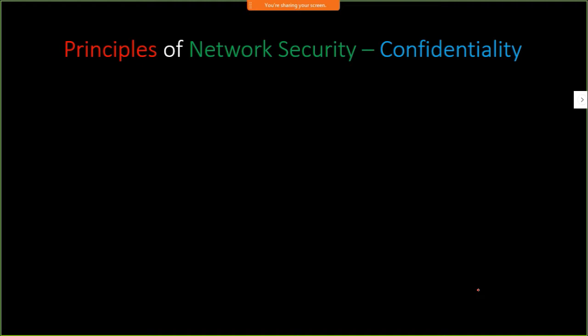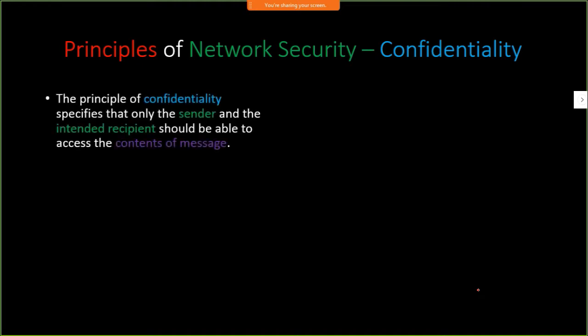What is confidentiality? The principle of confidentiality specifies that only the sender and the intended recipient should be able to access the content of the message. That is confidentiality. You have all heard about WhatsApp end-to-end encryption. That means the sender and receiver will know the actual message. Even WhatsApp doesn't know what the actual message is. That is called end-to-end encryption. So that is a type of confidentiality.